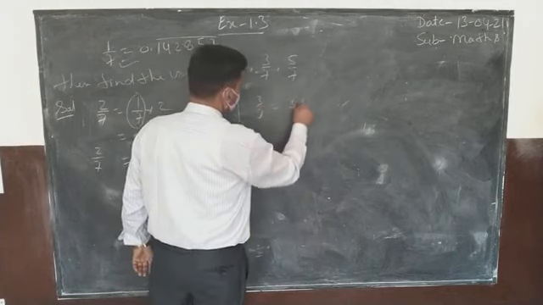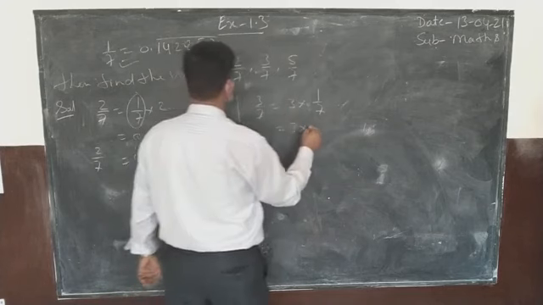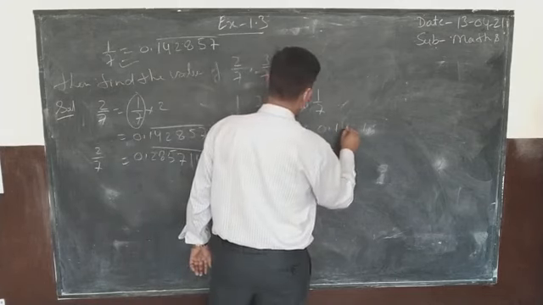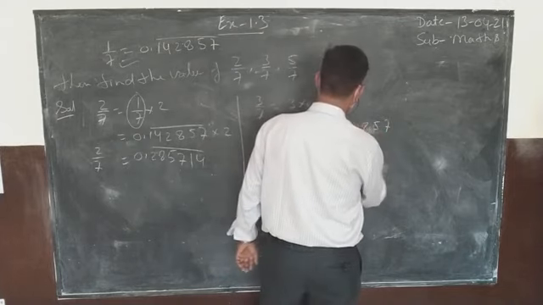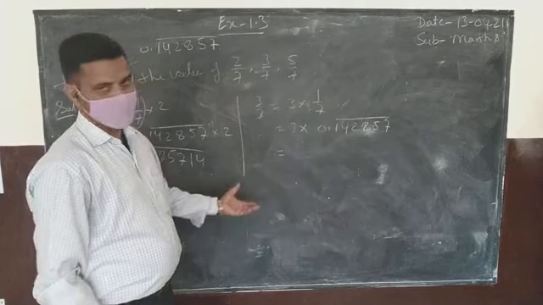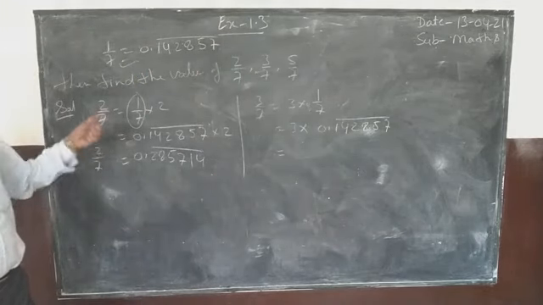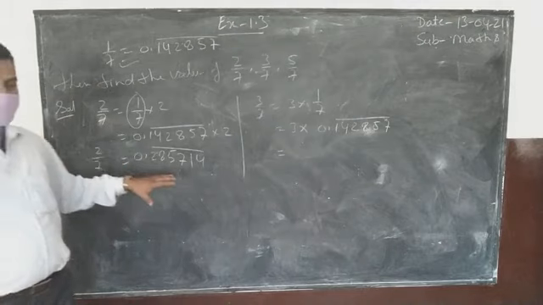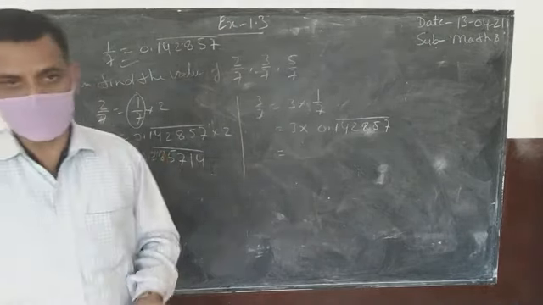In a similar pattern, you will find the value of 3 by 7. It means 3 into 1 by 7. What is the value of 1 by 7? 0.142857 with a bar here. So then you will multiply and get the answer. In this way you can find, without actual division, any non-terminating repeating numbers.